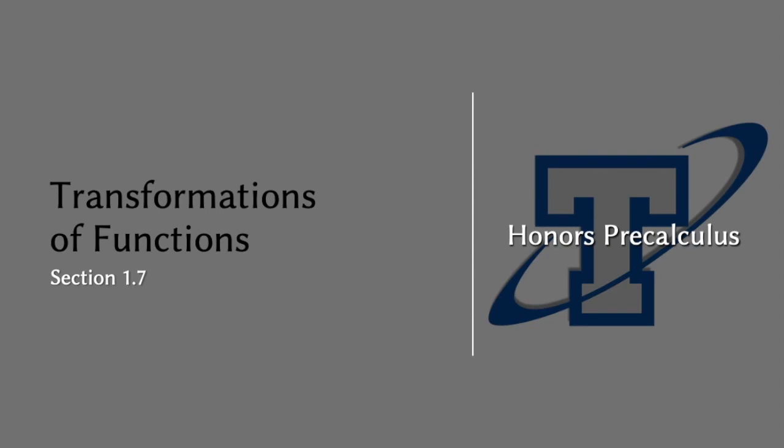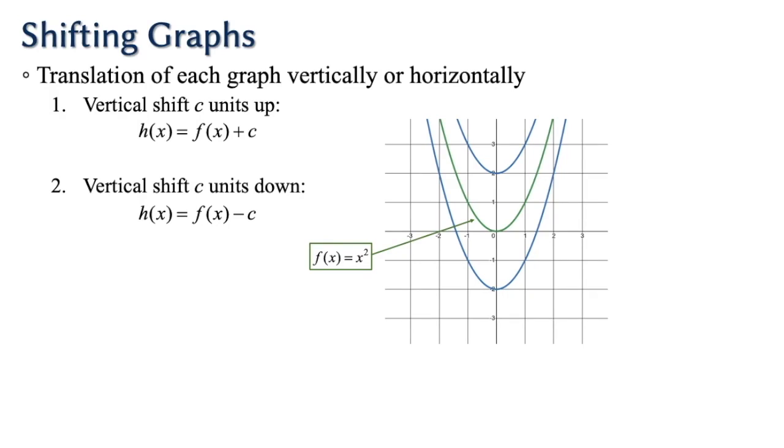Section 1.7, Transformations of Functions. The first one we're going to look at, as far as the graph transformations that we've done previously, is shifting graphs. So this is basically a translation, either vertically or horizontally. First off, looking at the vertical aspect, that's essentially where you take a function and you add or subtract a number on the outside of it.